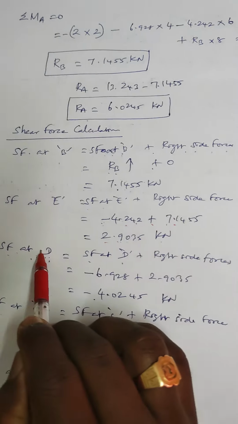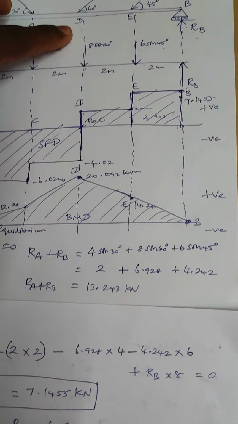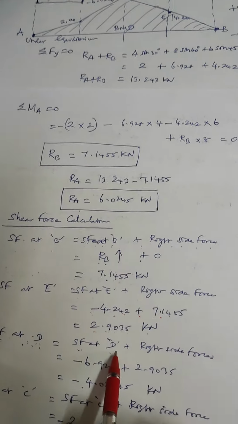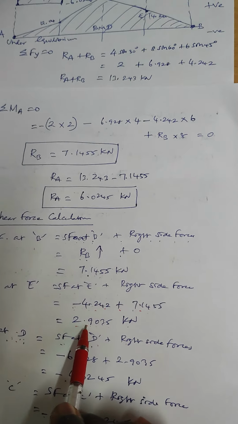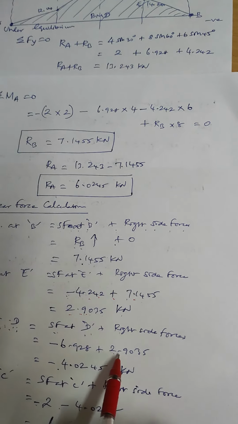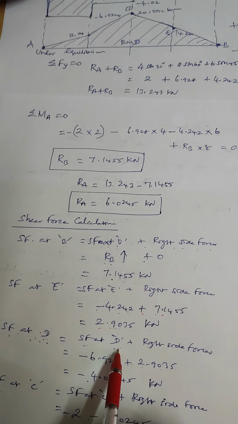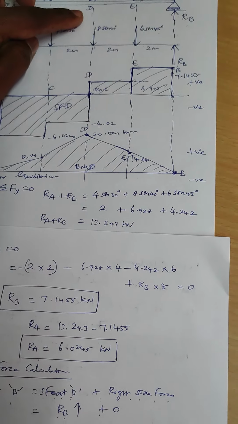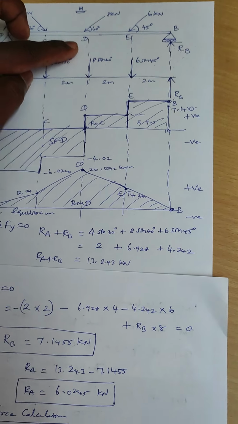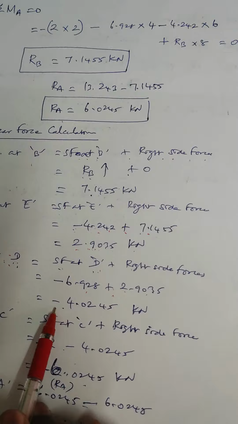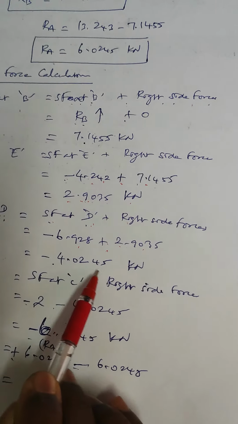Next point, shear force at D. At D we want to find out here. So the force acting at the particular point plus right side forces. The right side force we already found, 2.9035. The force acting at point D is 8 sin 60, which is minus 6.928. Why minus here? Because it is acting in the downward direction. So the answer is minus 4.0245.